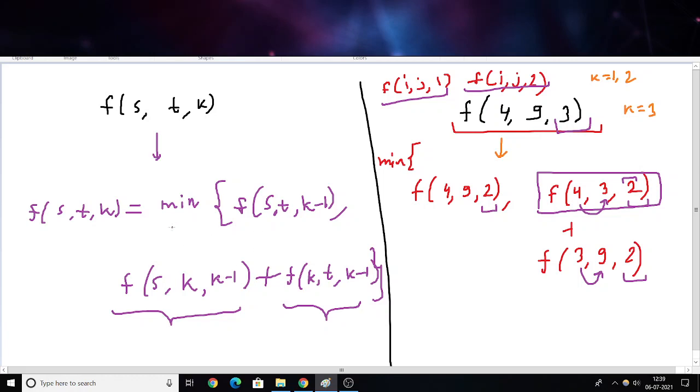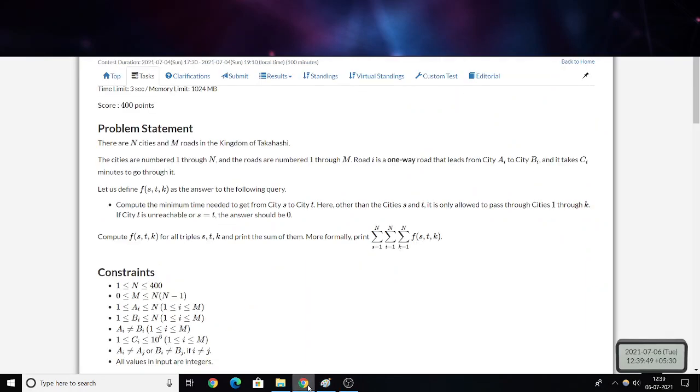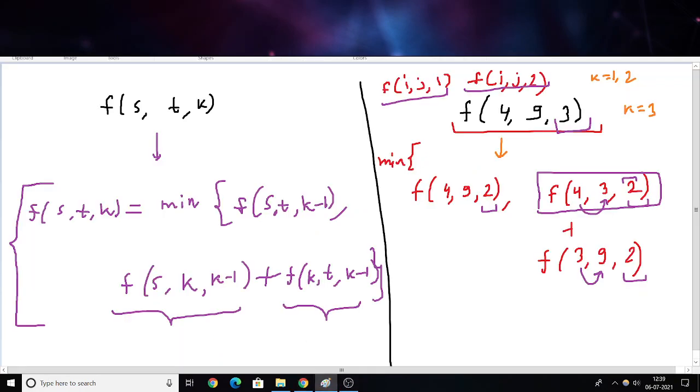Once you figure it out, it's not much in terms of implementation. You just have to write this and you are done. And the time complexity is definitely O of n cube, because we have 3 parameters.